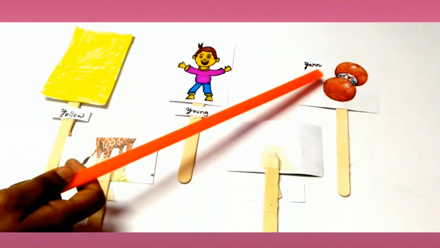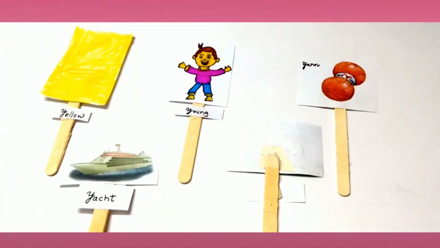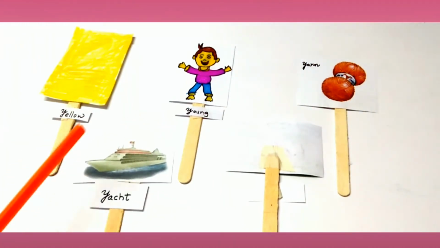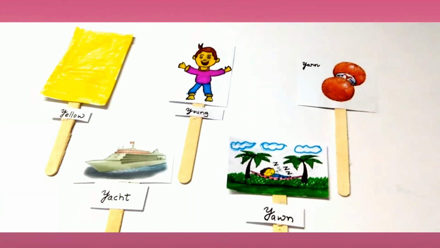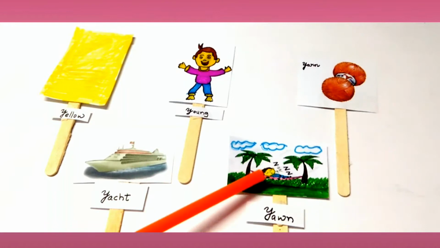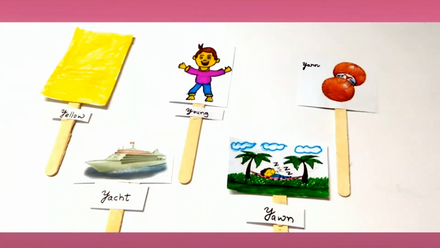Okay, children? Y-A-R-N. Yarn. Now one more picture. Yes, it is yacht. Now one more picture. That boy is sleeping. And what is he doing? He is yawning. So these all pictures start from the letter Y.